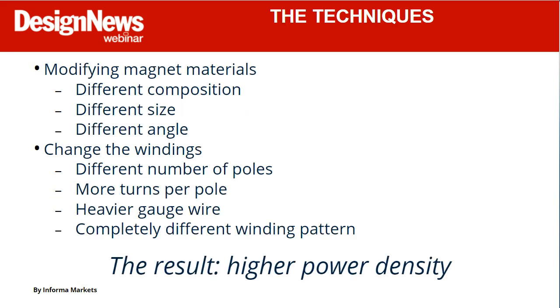And the way they can do this, for example, if you say, hey, I need higher power density, they can really finesse the composition of the magnet materials. They can make the magnets different sizes, they can skew them or adjust the angle in other ways. They can make it more or less copper-centric, so you're changing the windings. Maybe you have a different number of poles or more turns, heavier gauge wire, and throw caution to the winds, maybe you're changing it entirely. And maybe some of that's happening to change the form factor to get the performance and the fit that you need.